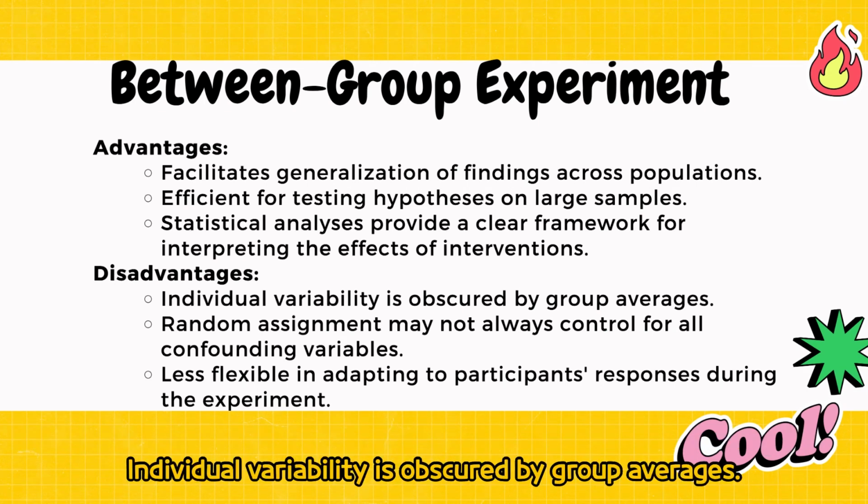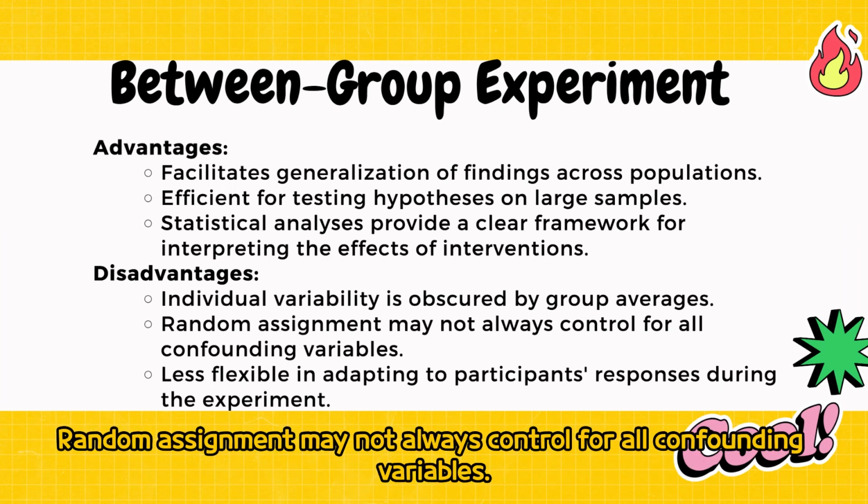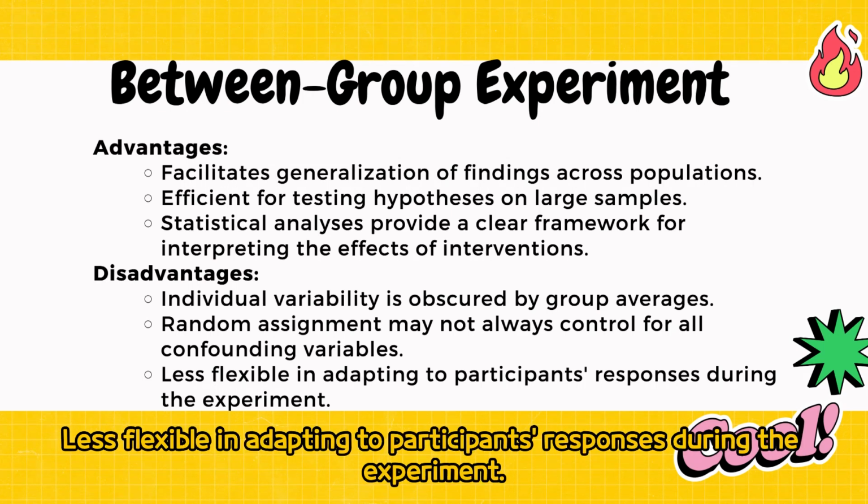Disadvantages: individual variability is obscured by group averages. Random assignment may not always control for all confounding variables. Less flexible in adapting to participants' responses during the experiment.